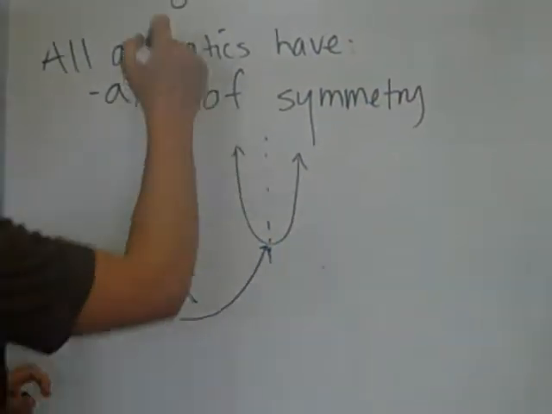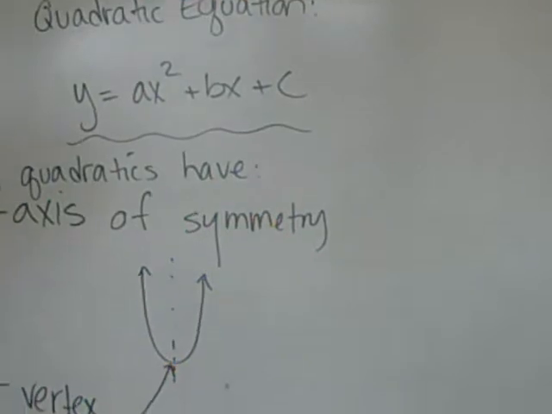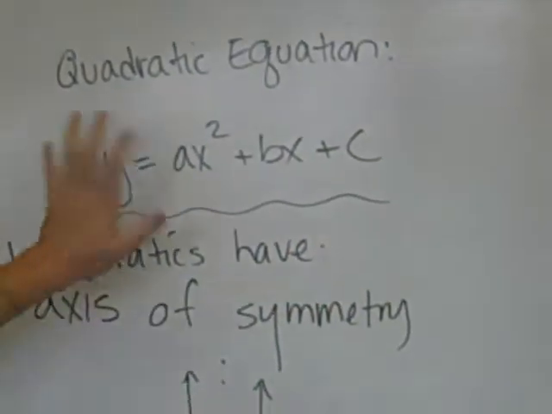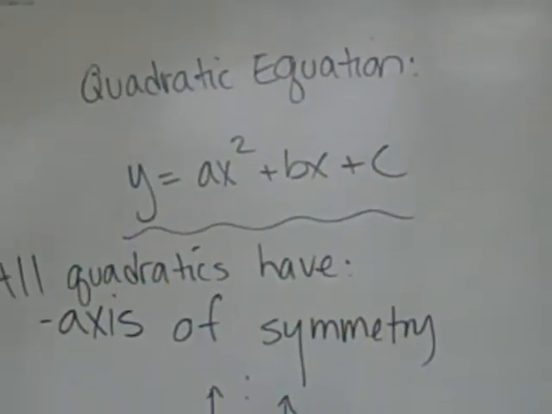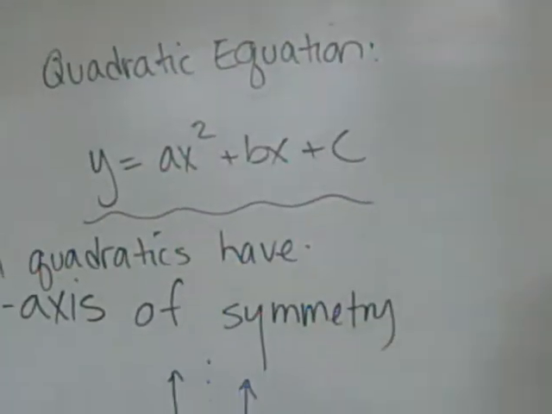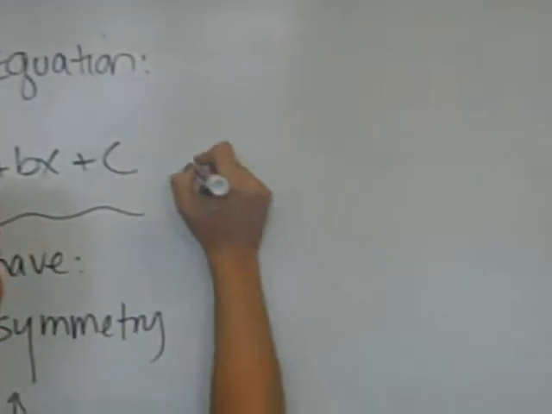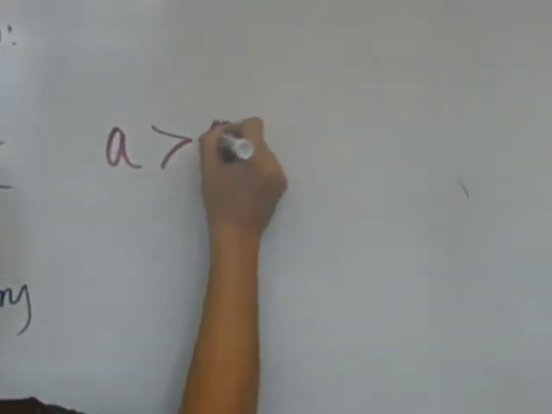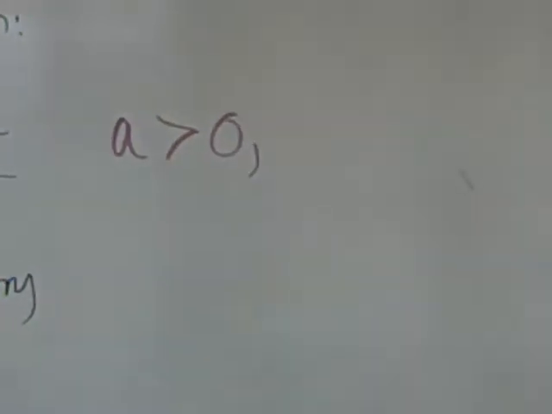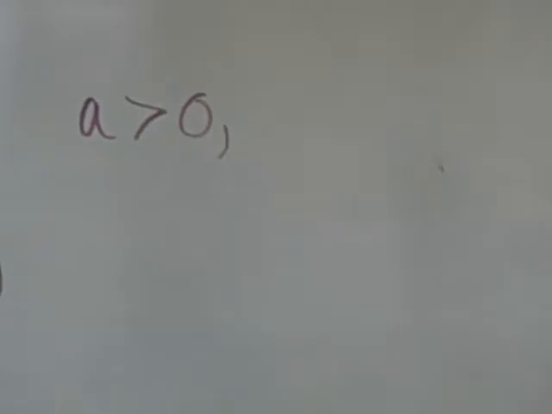So looking at the equation for our quadratic, we can start to use some of these terms to describe our parabola. So let's look at the A term. So for A, if A is greater than 0, we know our parabola will open upwards.